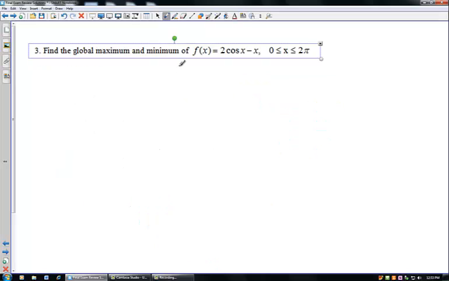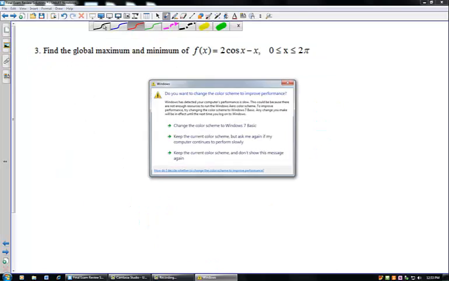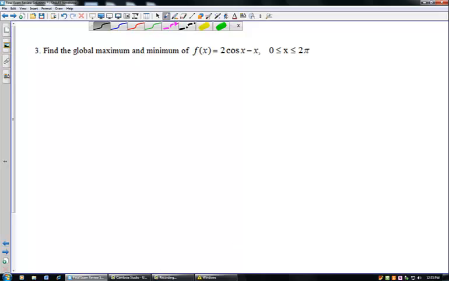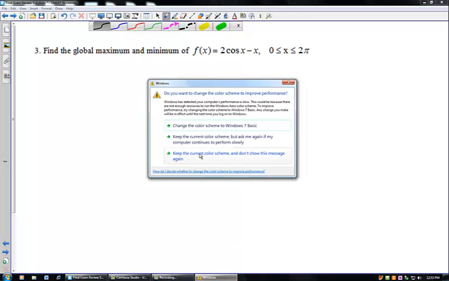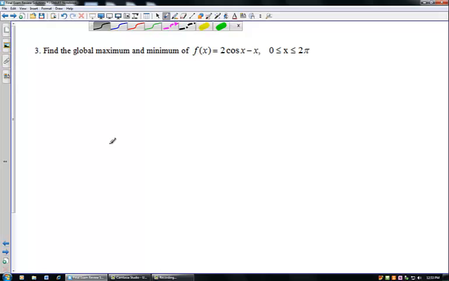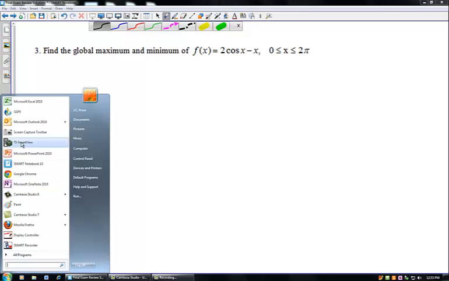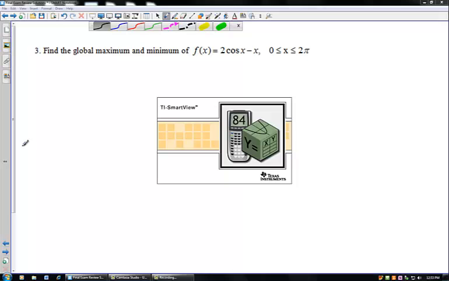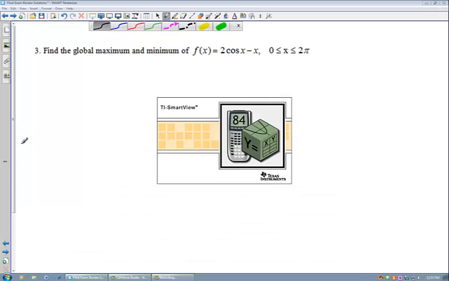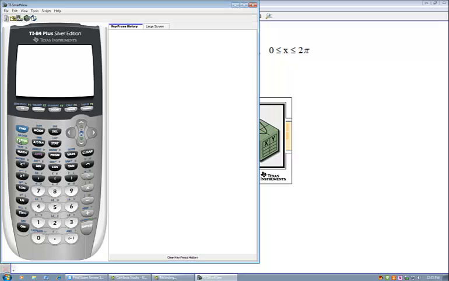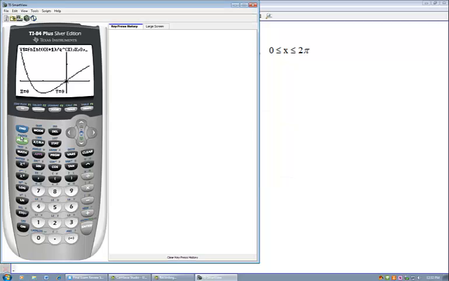Let's look at the next problem. So now I want to find the global maximum or global minimum of this function. Now I can have my calculator running in the background, although I have to do this by hand. If it doesn't specify that I can use my calculator, I should not use my calculator. I should just do it by hand.